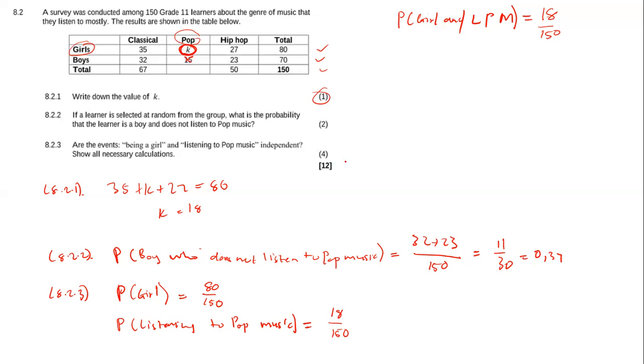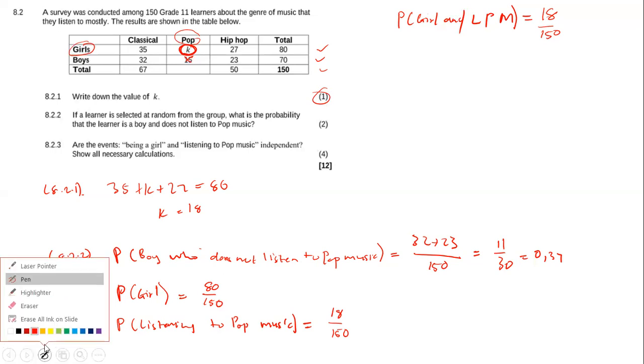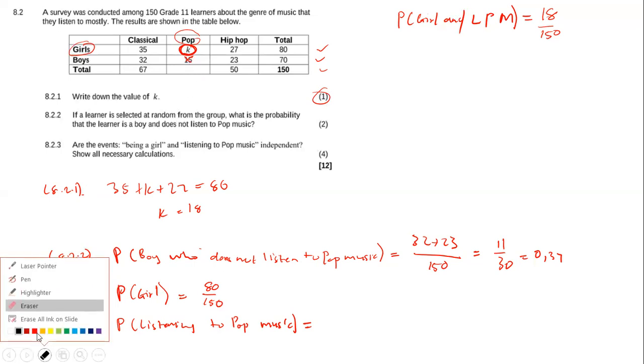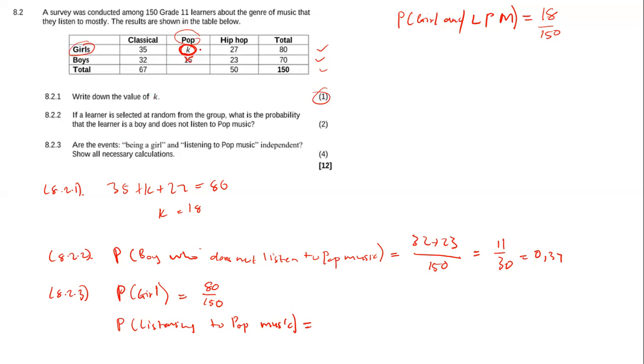All right, so now here, this is not 18 over 150. I see where we made a mistake now. This is not going to be that. Remember, we want who listens to pop music, right? This is pop music. The thing is, it's not even there. We need to calculate it. So that means, remember, we said our K is 18, right? And then here we said it is 15. This will be the total of pop music.